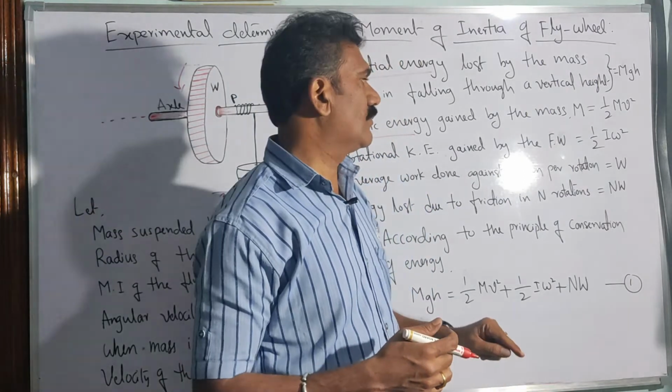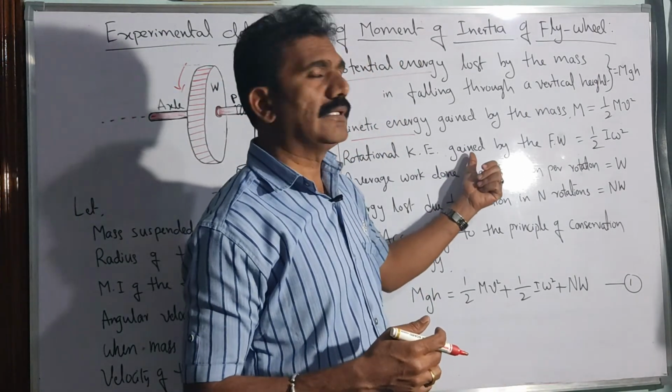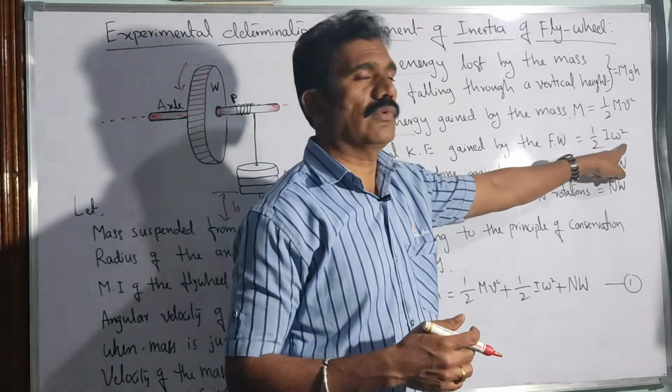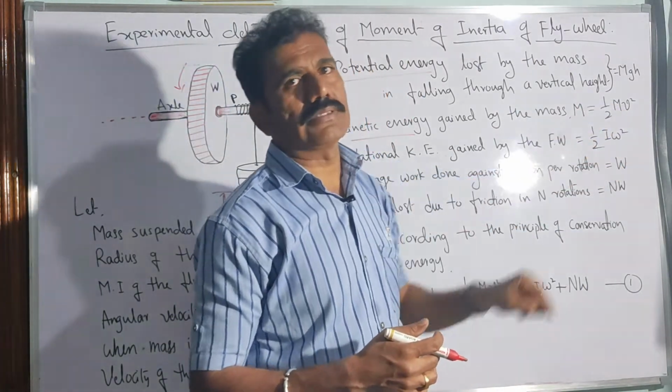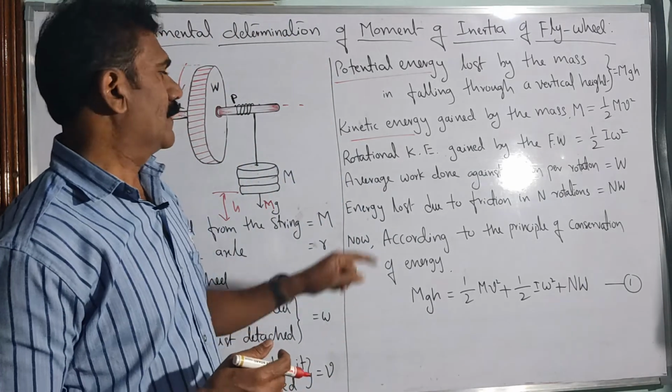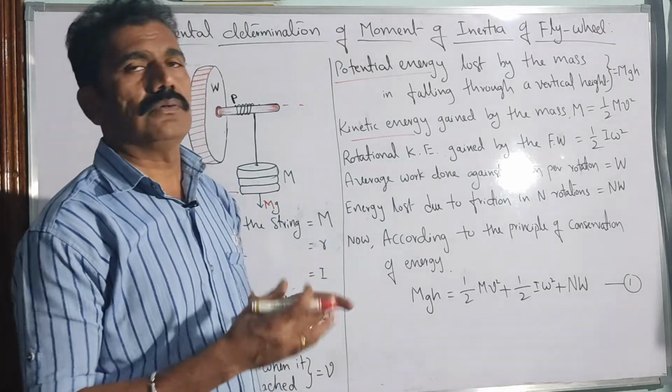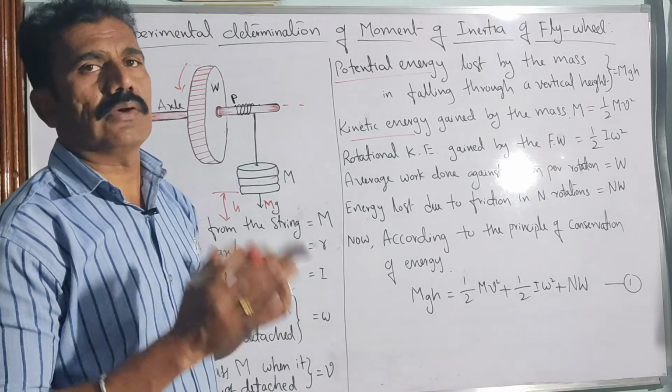So there is an equation for rotational kinetic energy in terms of moment of inertia, that is half I omega square, where omega is the angular velocity of the flywheel. Clear? Next, average work done. So there is some work done to rotate the body. What is that average work done?